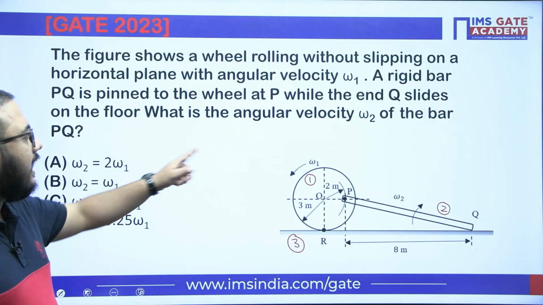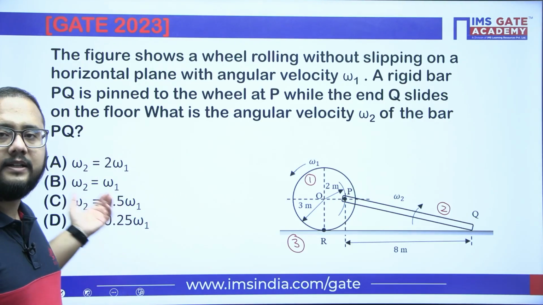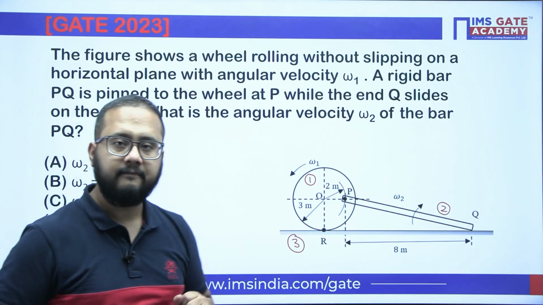Now they are asking what is the angular velocity omega 2 of the bar. So basically they are asking for the relation between omega 2 and omega 1.